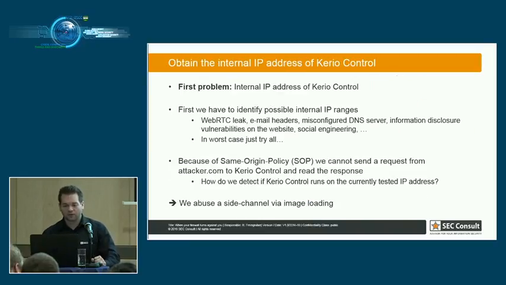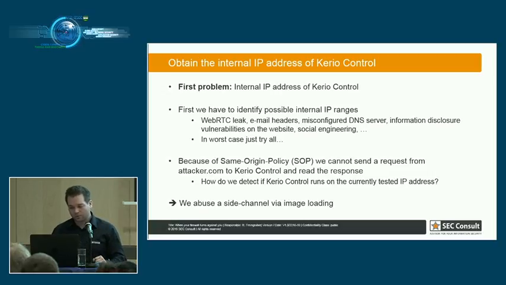So to target the first problem, we just have to know a basic possible internal IP range from them. We can get this information from information leakage vulnerabilities like WebRTC or email headers and so on. But even if we don't have this information, we can just brute force everything, and it will just slow down the complete attack a little bit.